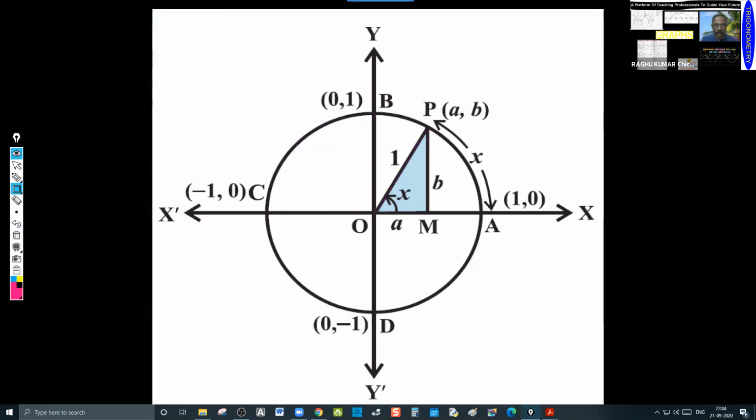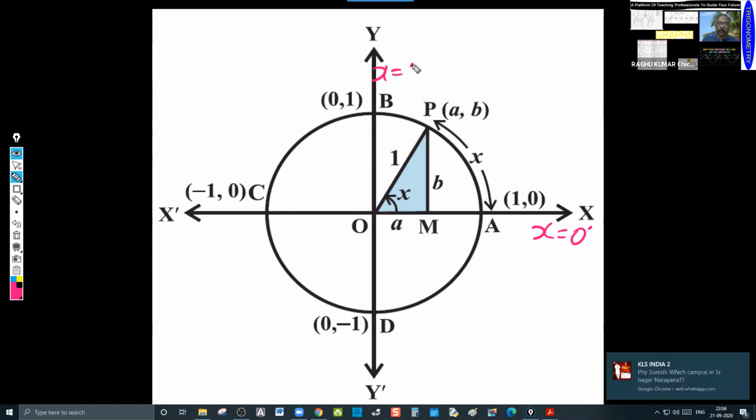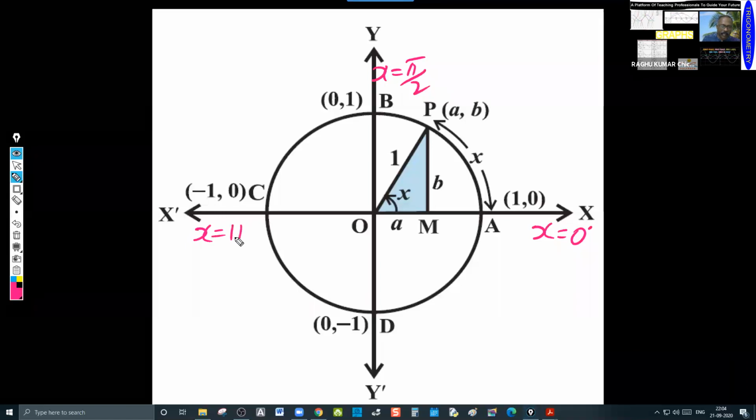So, let us see the next part here. Now, we did the quadrant. I'm counting the quadrant angles here. Here it is x equal to 0 degrees. Here it is x equal to pi by 2 or 90 degrees. Here it is x equal to pi, 180 degrees. Here x is 2 pi.